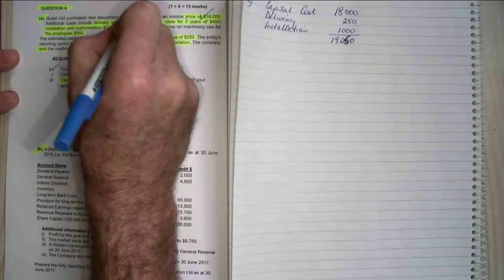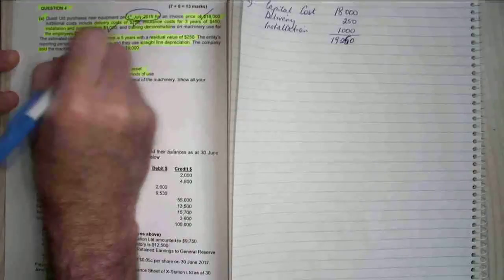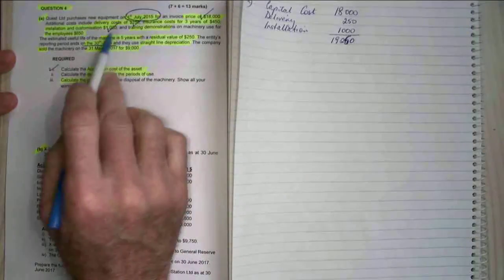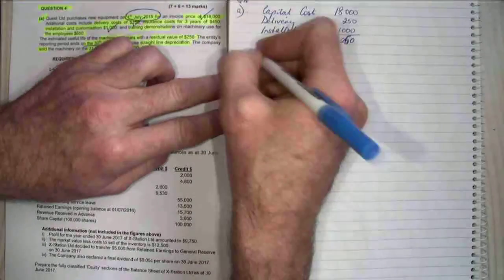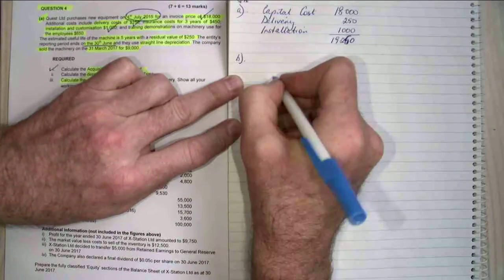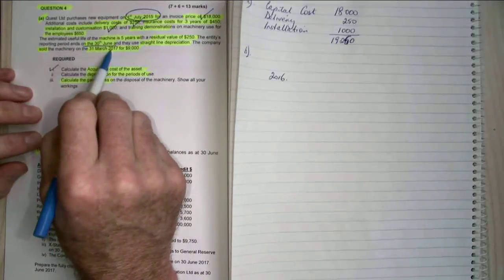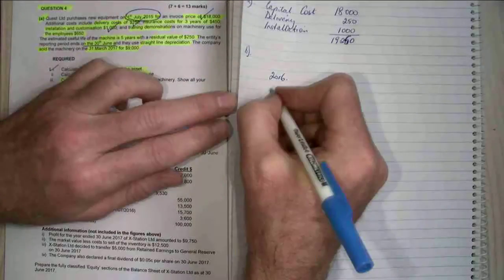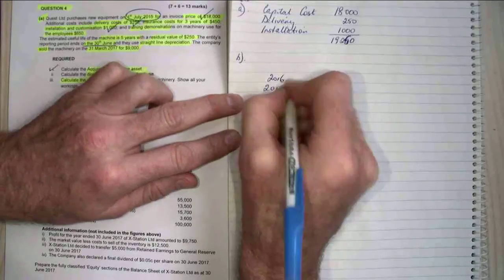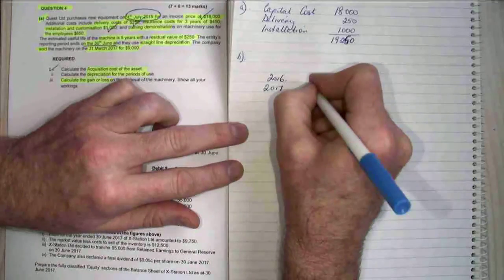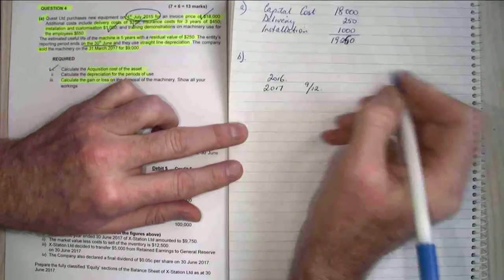Now it says calculate the depreciation for the periods of use. We bought the asset on the 1st of July 2015 and my year ends on the 30th of June, so I've got 1 year's full depreciation for 2016. Then we sell it on the 31st of March 2017, so we must have 2017. But the 31st of March is only 9 months after that date, so we're going to have 9/12.